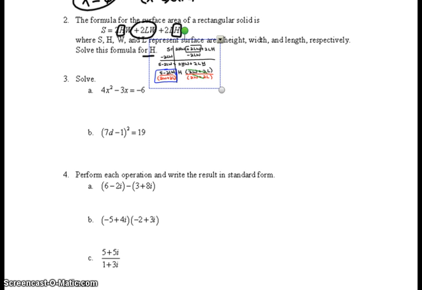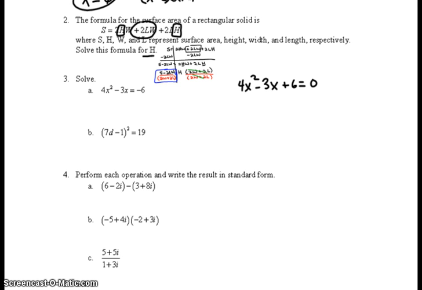All right, on number 3, A and B, these are both quadratic equations. So we're going to choose a method that will get rid of the square. On A, if I move minus 6 over, I want to set this equal to 0. That'll give me 4x squared minus 3x plus 6 equals 0.